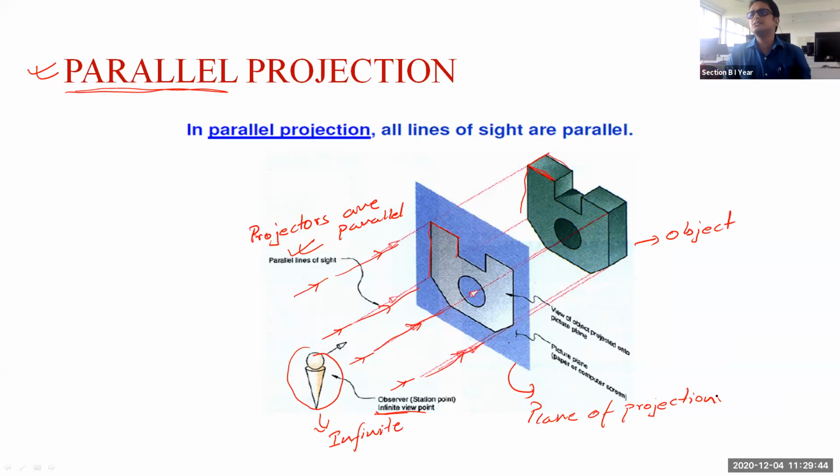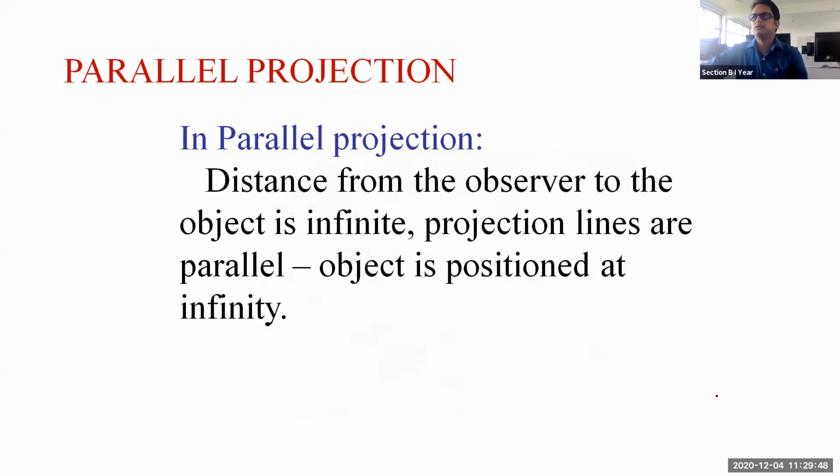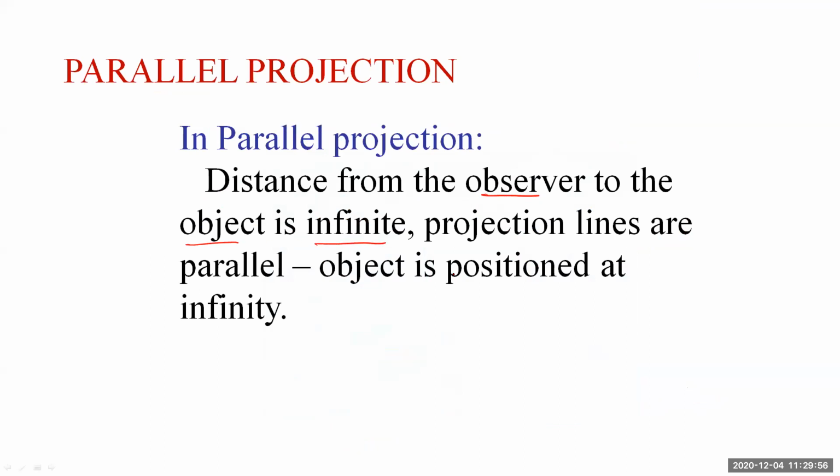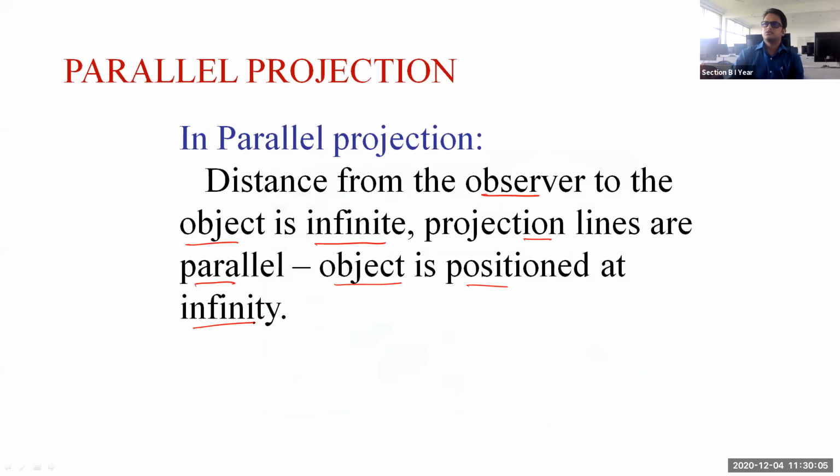So these are the differences between your parallel projection and your perspective projection. Here distance is immaterial because the distance from the observer to the object is infinite. Projection lines are parallel, second point, and the object is positioned at infinity. So these are the points that you can observe from these two figures.